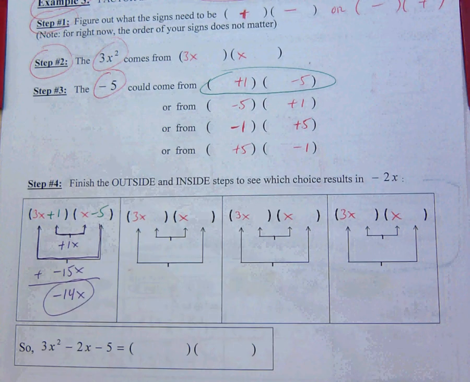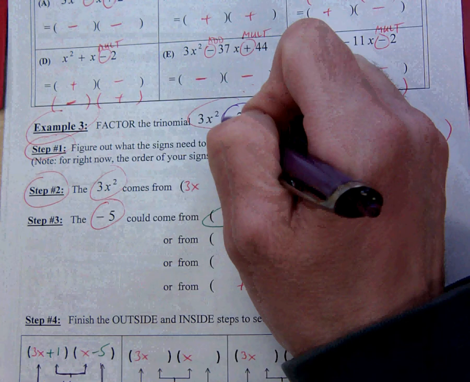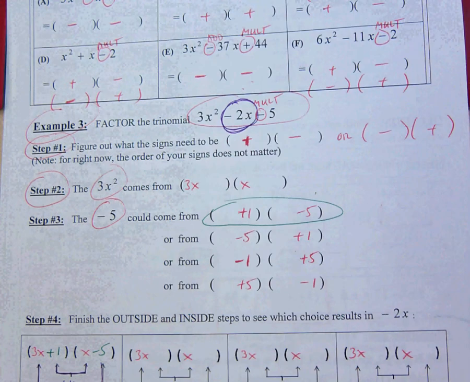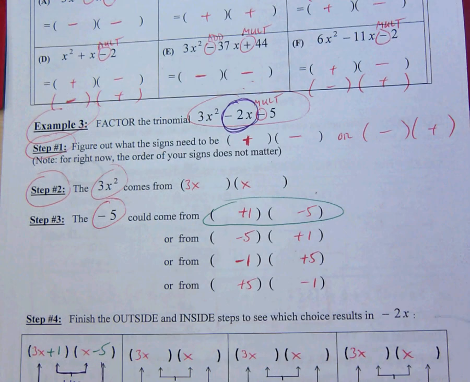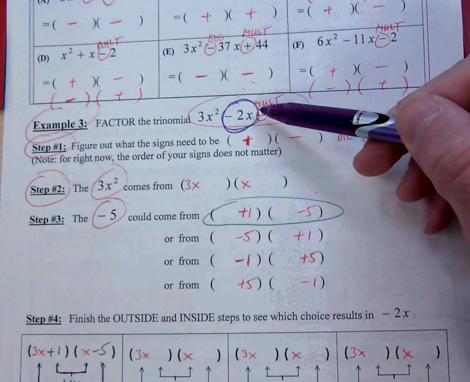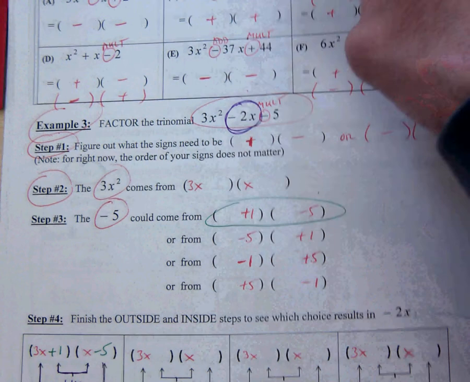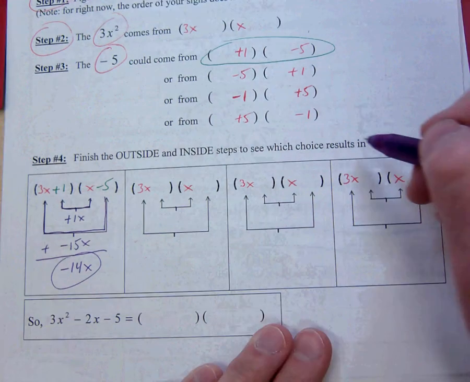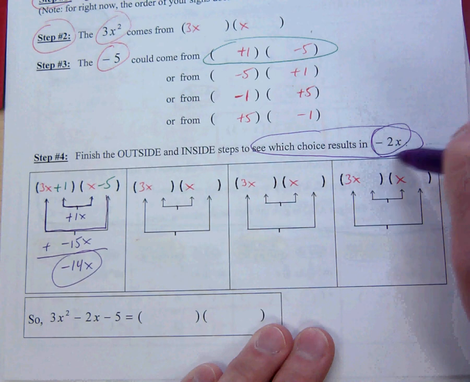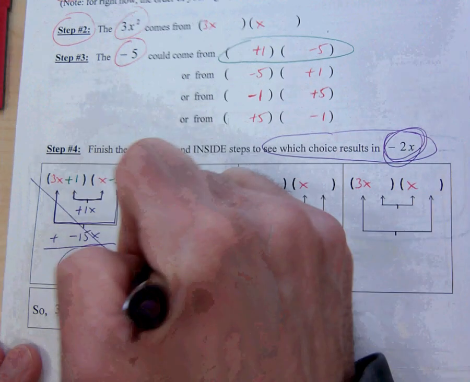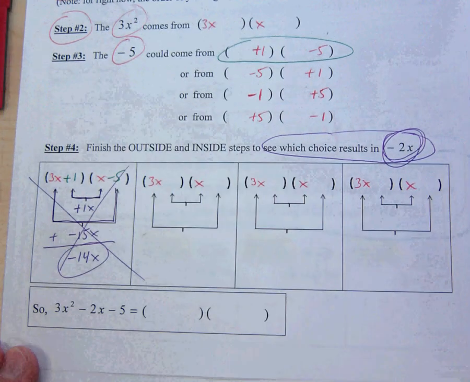Is that what I want for the middle term? No. What am I trying to get for the middle term? I'm trying to get a minus 2x for my middle term, aren't I? So again, I made another note down here. Trying to get a minus 2x. So that's not it, is it? Because that produced the middle term of a minus 14x.